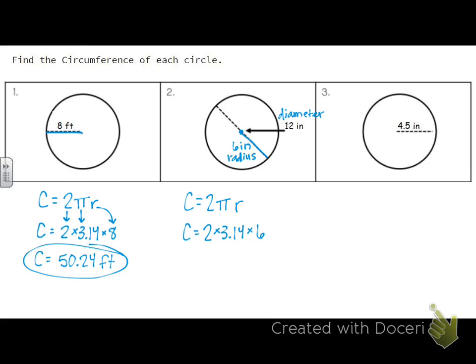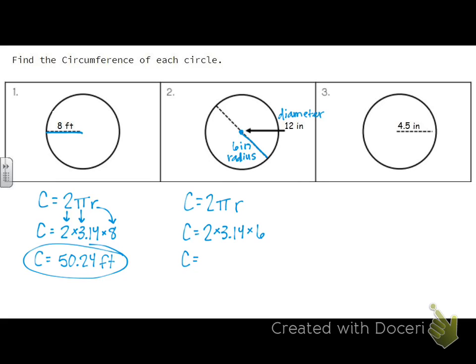2 times 3.14, ooh, I mistyped, times 6. Always be careful when you're typing into your calculator. I like to type things in twice because if I mistype the first time, especially on these 7th grade calculators, you can't see exactly what you typed in on the screen. So if it looks kind of outrageous, type it in again and see if you get the same answer, because sometimes you might mispress a button.